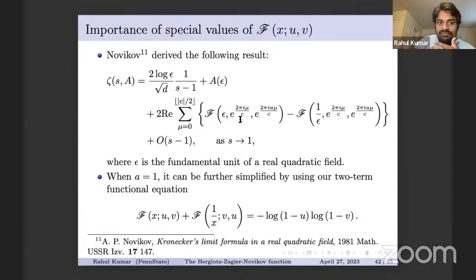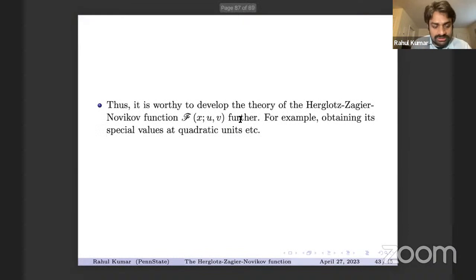Up to now, we don't have special values of f at quadratic units. If one can find a nice formula for f at quadratic units, then this Kronecker limit formula of Novikov will reduce to a nice closed form expression, and then you can find a better formula for the class number and so on. So one can explore these applications of the Kronecker limit formula. It also involves finding the fundamental unit of the real quadratic field, which is nothing but the solution to Pell's equation. So this is one reason one may be interested in special values of that script f function. That is what I just mentioned.